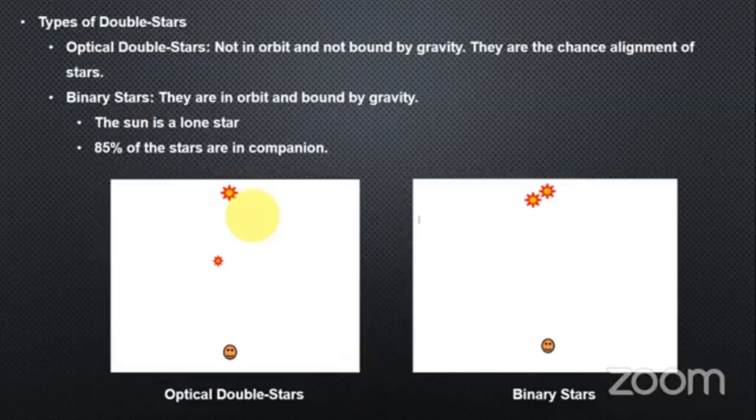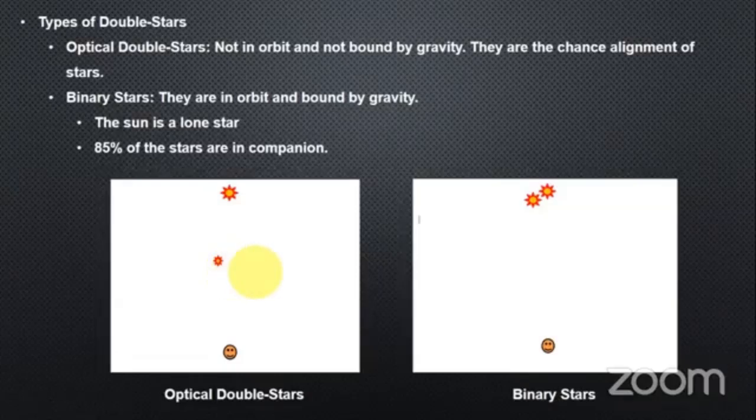So in the optical double stars, this is an example. The one that has no relationship. These stars are not bound by their mutual gravity, so they are not orbiting each other. They are just a mere chance alignment of stars in the sky. So we call that optical double stars. Then we have binary stars. Binary stars are bound by their mutual gravity and they orbit about each other. So we call them binary stars and optical double stars.